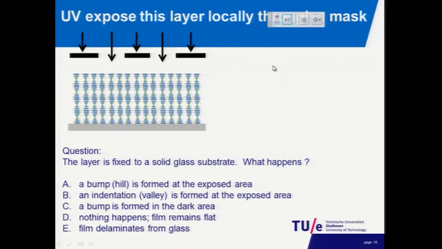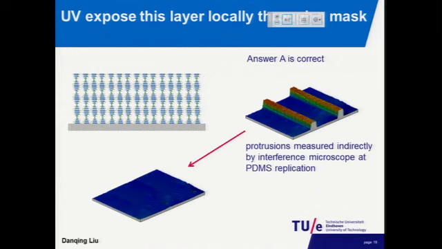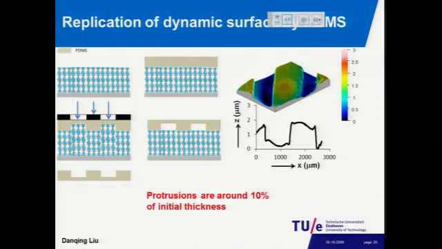Well, the answer is A. It forms bumps at the exposed areas. But the problem is you can hardly see it. As soon as you stop exposing it, it goes away. So we have to do tricks to measure this effect. If I stop exposing, it directly becomes flat again. So we had to do tricks to measure the bumps, and that was as follows.